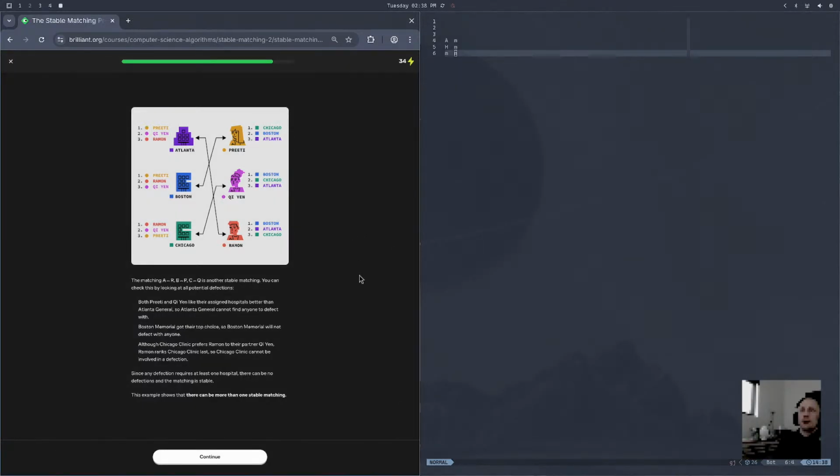The matching AR BPCQ is another stable matching. You can check this by looking at all potential defections. Both Peretti and Kian like their assigned hospitals better than Atlanta General, so Atlanta General cannot find anyone to defect with. Boston Memorial got their top choice, so Boston Memorial will not defect with anyone. The Chicago Clinic prefers Ramon to their partner Kian. Ramon ranks Chicago Clinic last, so Chicago Clinic cannot be involved in the defection. Since any defection requires at least one hospital, there can be no defections and the matching is stable. This example shows that there can be more than one stable matching.